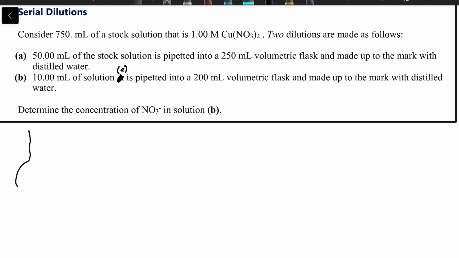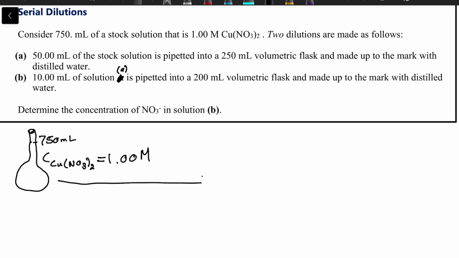A volumetric flask looks something like that. We start with one that is 750 milliliter, made up to its mark, and we're given a concentration of copper nitrate, c naught, equal to 1.00 molar. Right, that's what we start with. We have 750 milliliter of that, with a concentration as such.